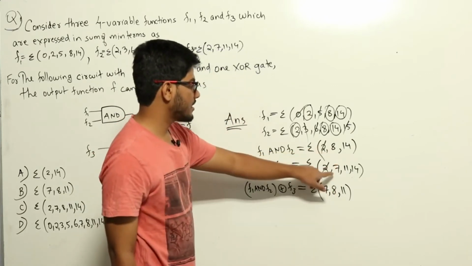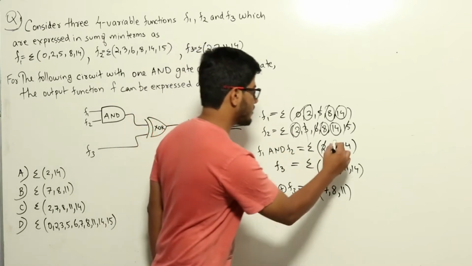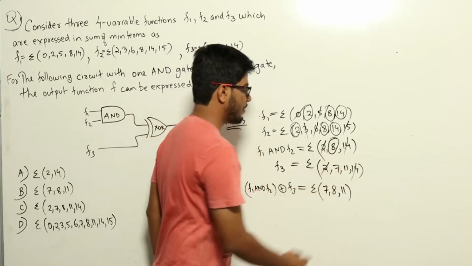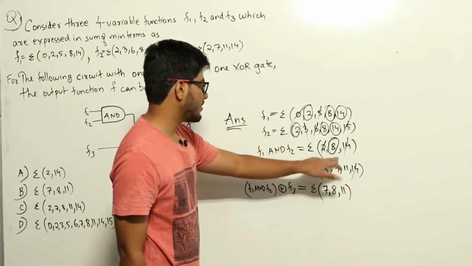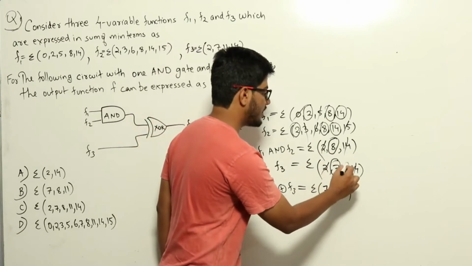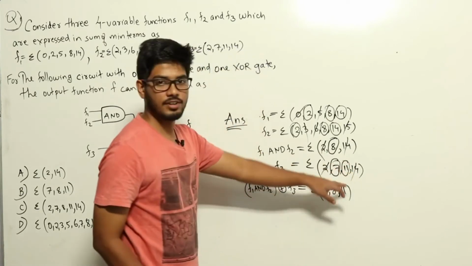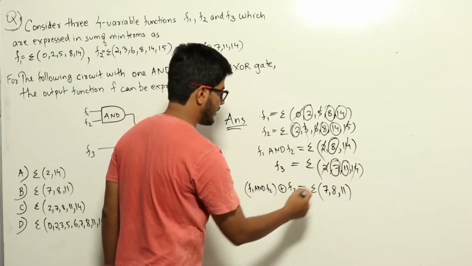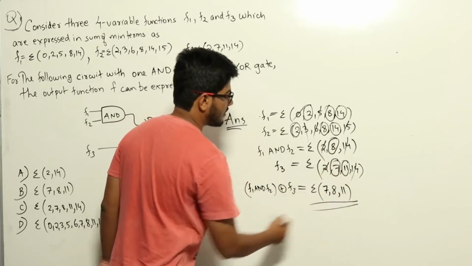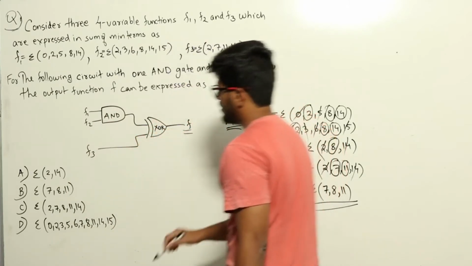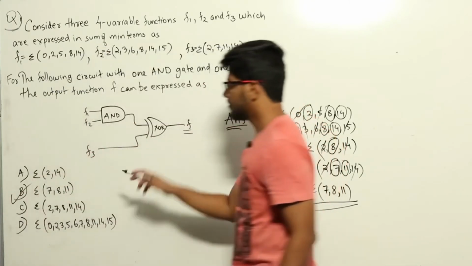So 2 we can't take. 8 is there here, 8 is not here, so 8 we can take. 14 is there in both, so we can't take 14. 7 is there in f3, 7 is not there in the other, so 7 I can take. Similarly 11 also I can take because it is there only in the function f3. So this XOR will give 8, 7 and 11. That is given here, sigma of 7, 8 and 11. Looking at options, that is option B. That's the right answer.